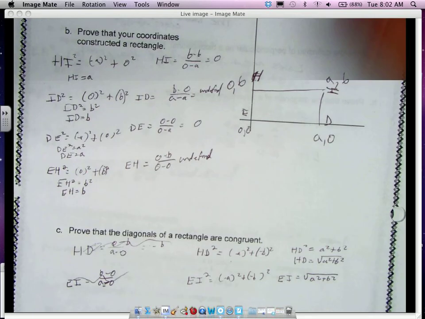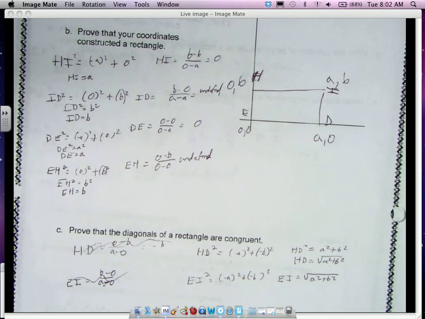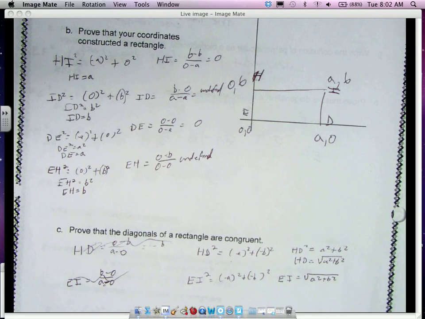I knew it was a rectangle, so I've got E at 0, 0, D at A, 0. H I've got at 0, B, because it can't go over the same much, it goes up. And then I've got I at A, comma B. So I found the lengths of all 4 sides and the slopes. I found the length of HI was A, the length of IG was B, the length of DE was A, and the length of EH was B.